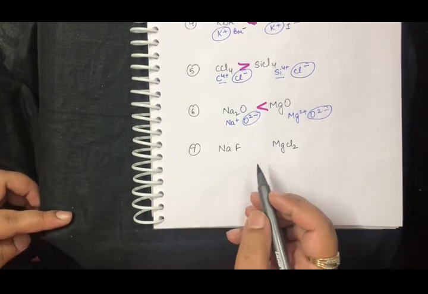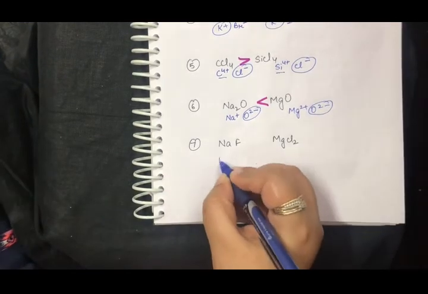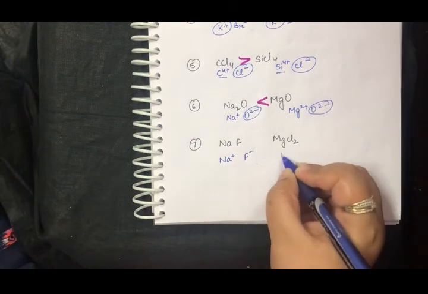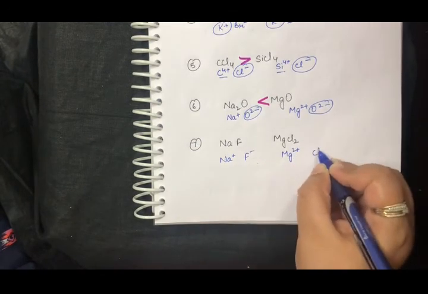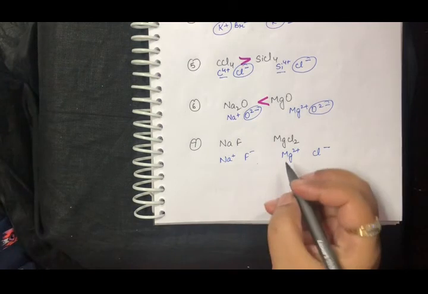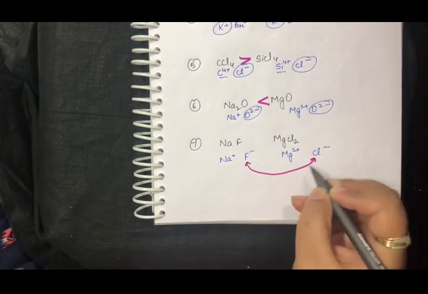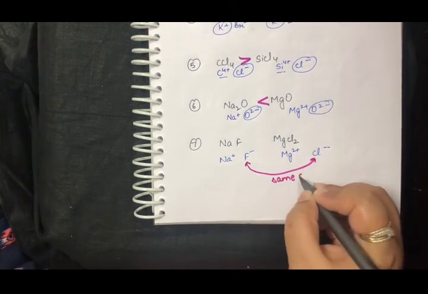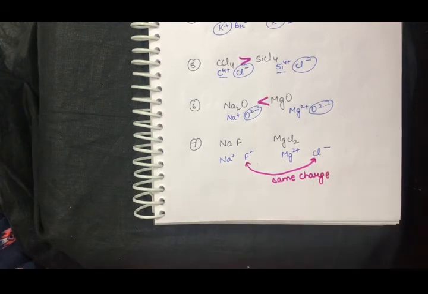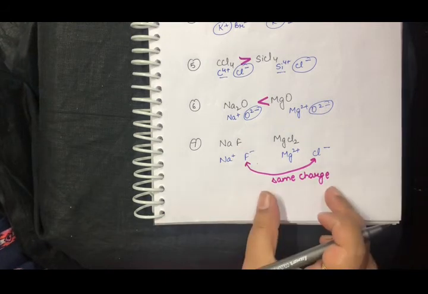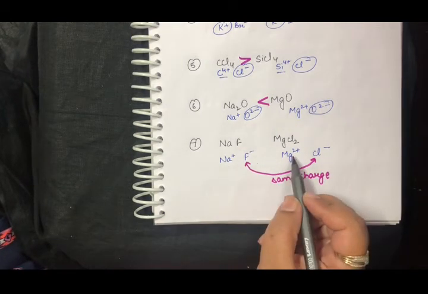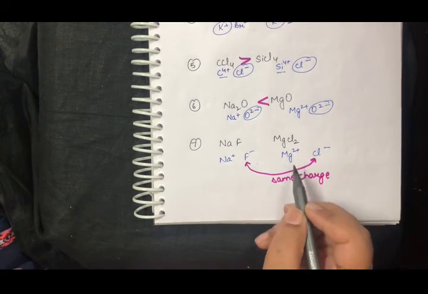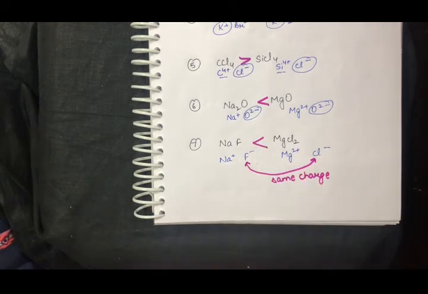Now next is NaF and MgCl2. Now here the cation is different and the anion is also different. Now what we will do? Now we can see the anions have the same charge. I told you that the charge factor is the predominant factor, so I'm not going to directly compare the sizes of fluoride and chloride. First I will talk about the charge. They have the same charge on the anion, and if I talk about Na+ and Mg2+, who is having the more charge? Mg2+. So this is going to be like this.